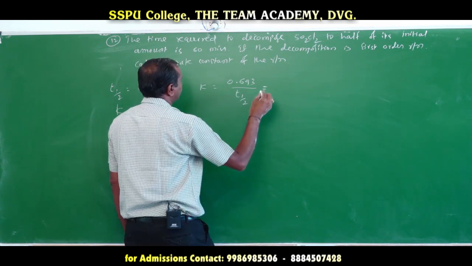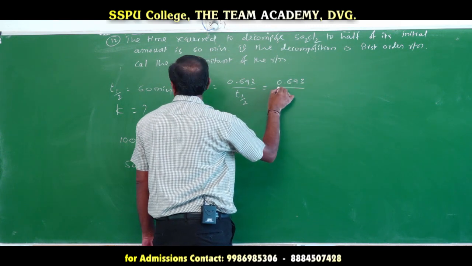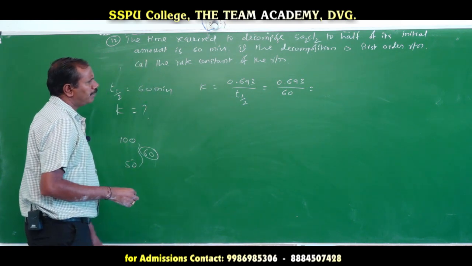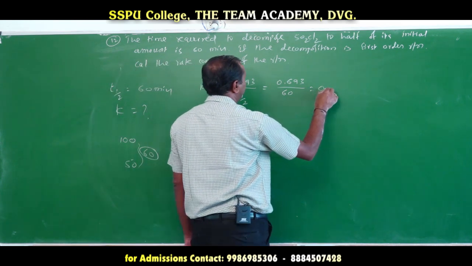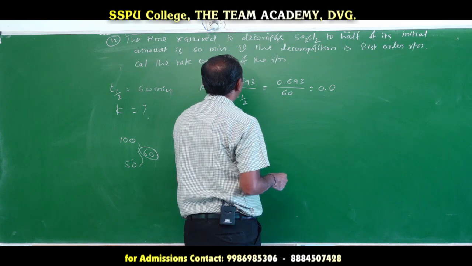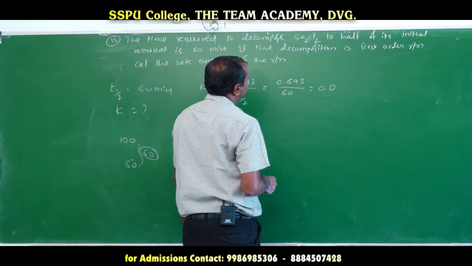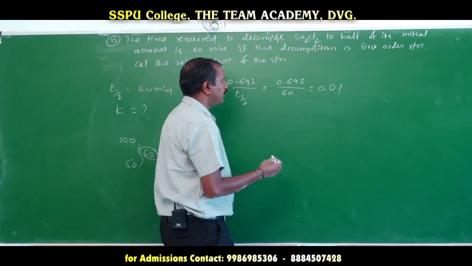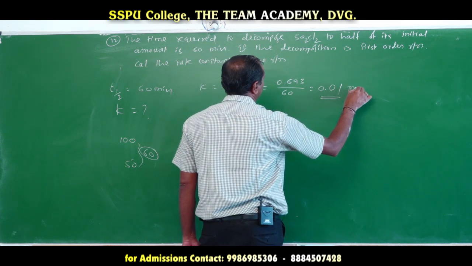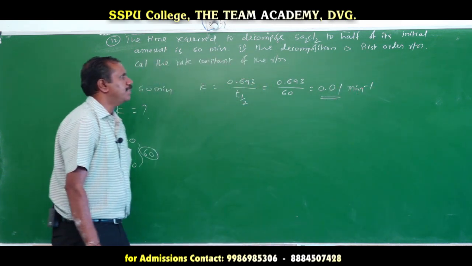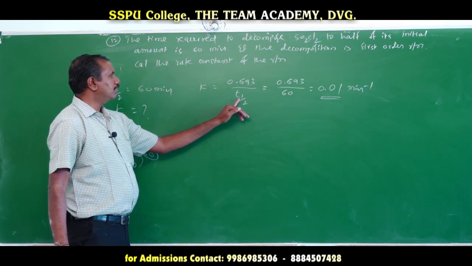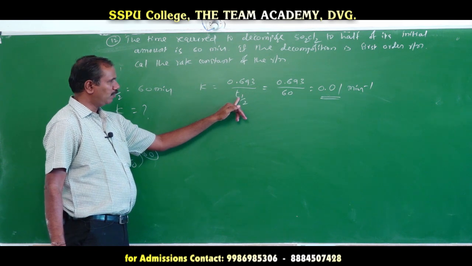Okay, 0.693 by t half. The t half value is 60. 0.693 by 60, what is that? If you put the decimal, it is 6.93 by 60, that is 69.3 by 600, nothing but nearly 0.01. So per minute. The k value should be in terms of per minute. Why? There is no unit for this, it is a constant. 1 by minute is nothing but per minute.